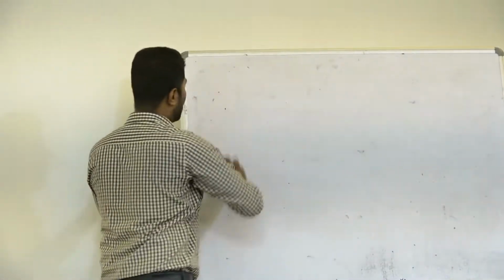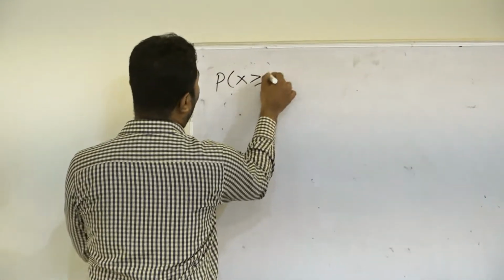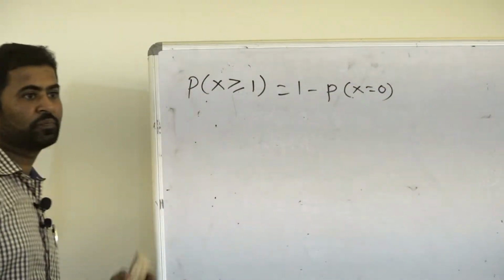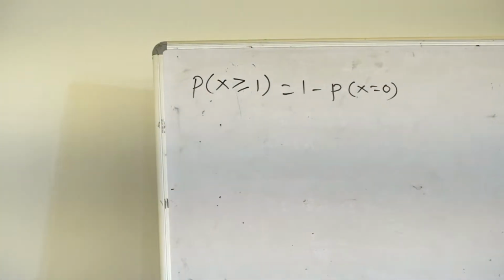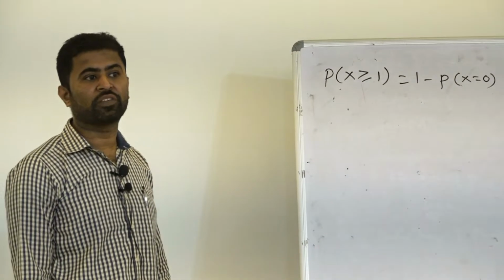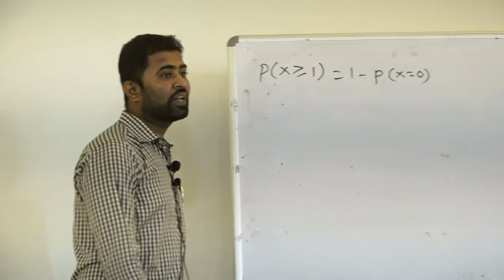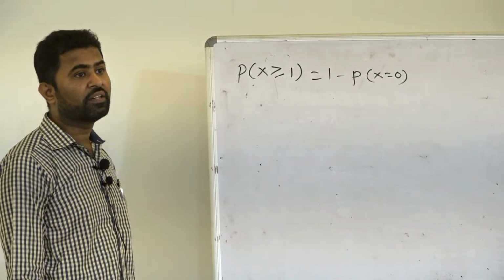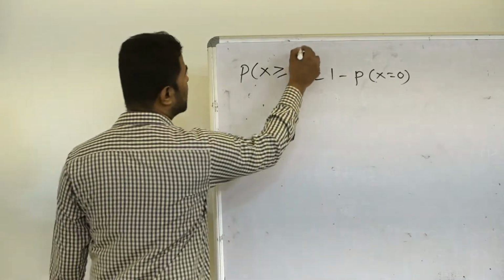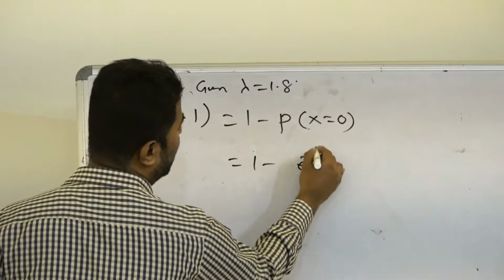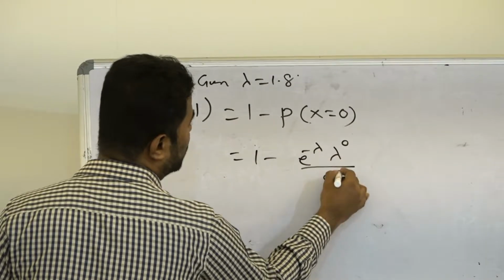Yesterday I told you that at least 1 is 1 minus probability of none. Okay? So P of x greater than or equal to 1 we have to calculate, which is nothing but 1 minus P of x is equal to 0. At least 1 minus probability of none. And see that you are given average number of accidents, directly given average, that is lambda value is given. Given lambda is equal to 1.8. So 1 minus e power minus lambda, lambda power 0 by 0 factorial.